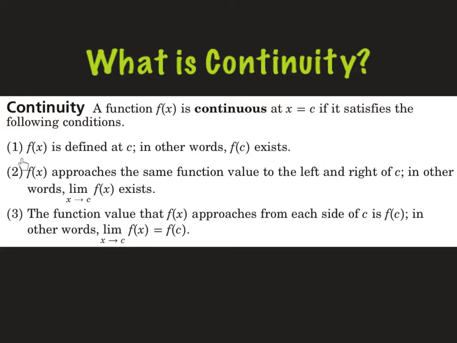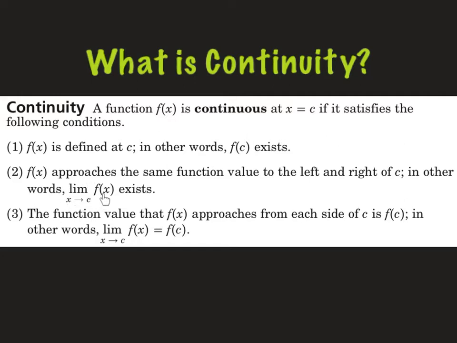So the first thing that needs to happen is that our function is defined at c. Basically what that's saying is that you can have a point there. You have some point at f of c. It exists. It's on your graph. You can see it.